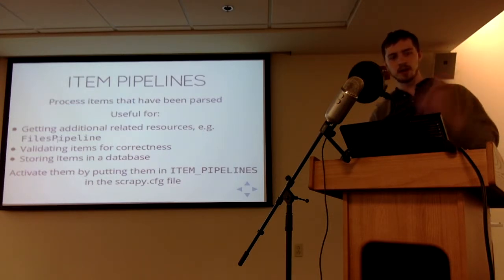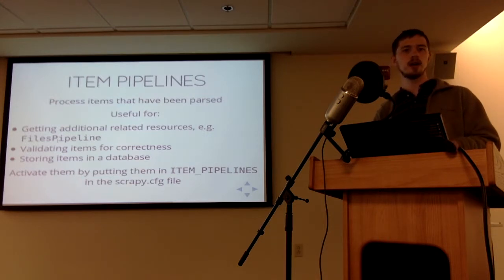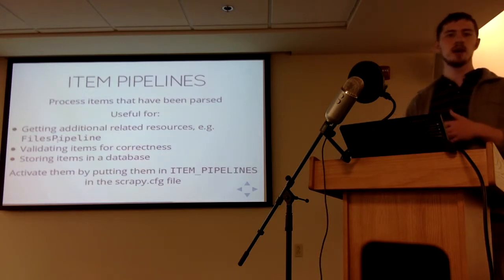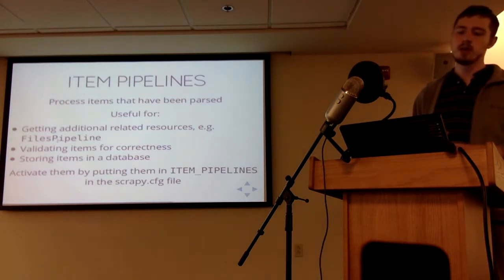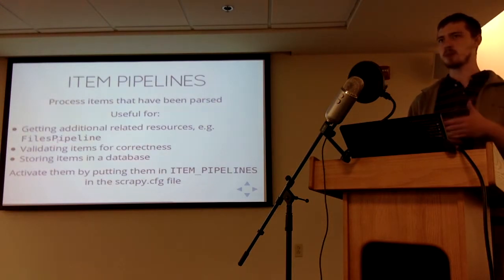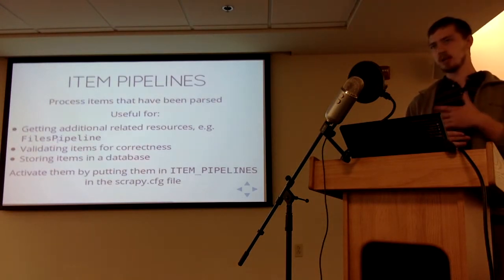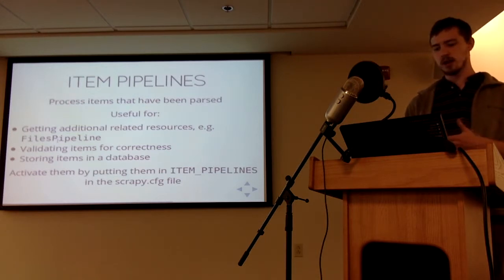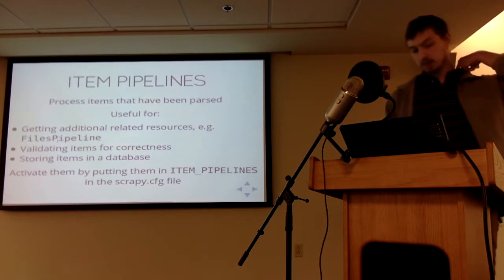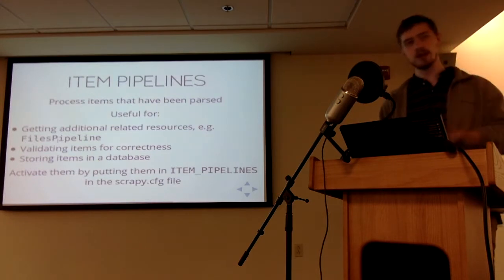So they're useful for getting additional resources, like files that need to be downloaded in addition to the content. You can use the files pipeline that's built in. There's also an images pipeline that I'll use in the demo later that has a bunch of options for handling images as you download them and storing them and making sure they stay together with the content that they're supposed to. You can also use these for validation.